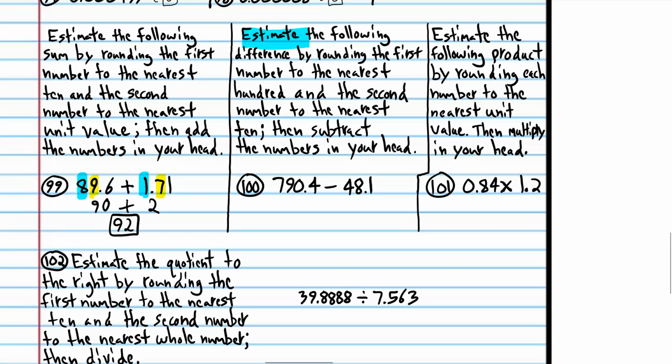So it says estimate the following difference. Remember, if it's addition, it's called the result. 92 is called the sum. But if it says difference, the difference is the result that we get. So this is subtraction. Estimate the following difference by rounding the first number to the nearest 100.